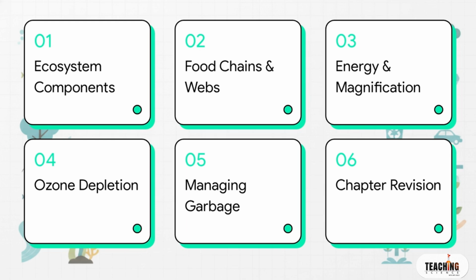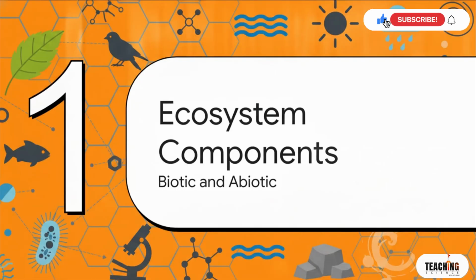We're going to cover ecosystems and their components, food chains and webs, energy flow and magnification, ozone layer depletion, and managing our garbage. And finally, we'll wrap up with a quick chapter revision, pointing out all the sneaky board exam tricks along the way. All right, let's dive right into Section 1, Ecosystems and their components.